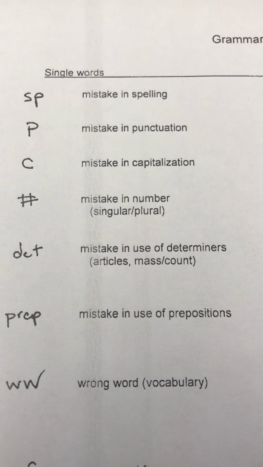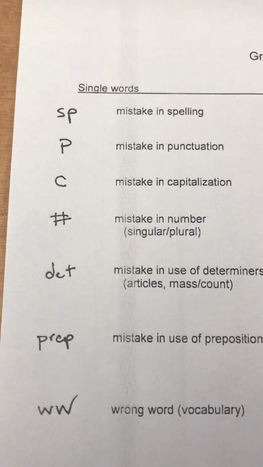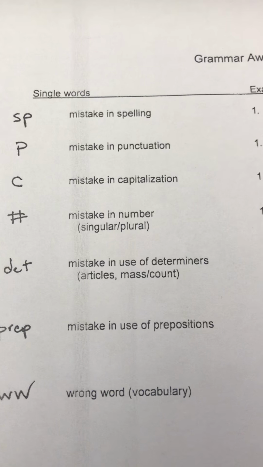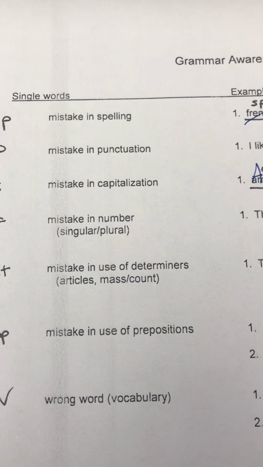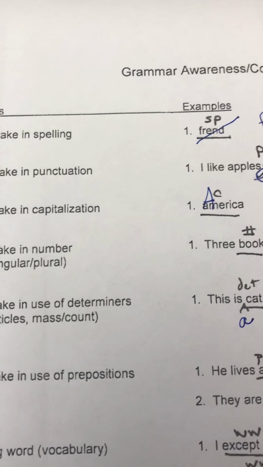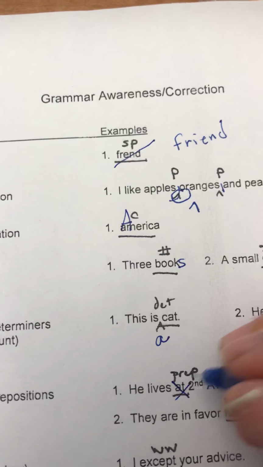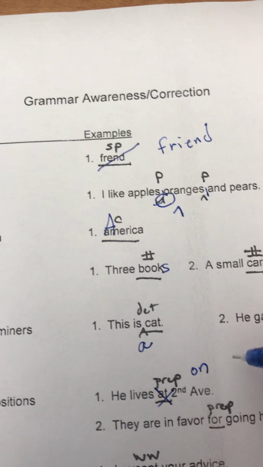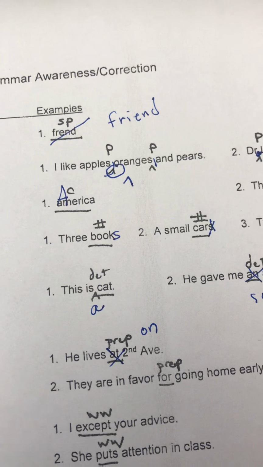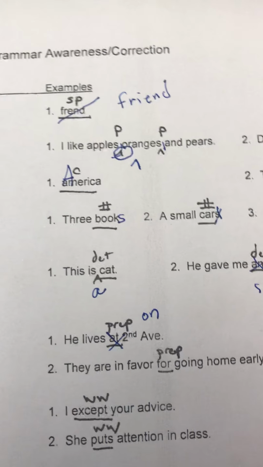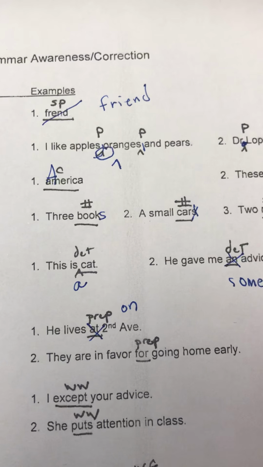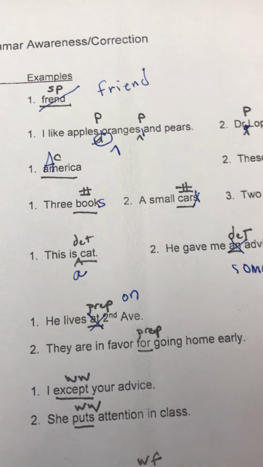Prepositions. Prepositions are so hard if English is your second language. There's many rules about the use of prepositions and then many exceptions to the rules about prepositions. And in many cases, you just have to memorize them. So he doesn't live at 2nd Street. He lives on 2nd Street. You live at an address, like I live at 173 Main Street. You live in a city. I live in Albuquerque. But you always live on a street.